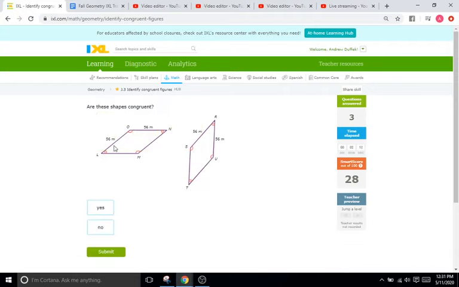Okay, we have the angles marked 2, 2, 2, and 2, and then 1, 1, 1, 1. And then the side lengths are 56, 56, 56, 56. That's a rhombus. So that is definitely congruent.